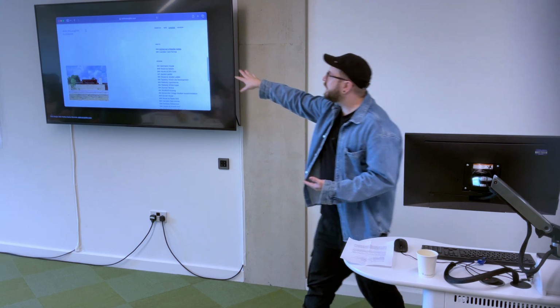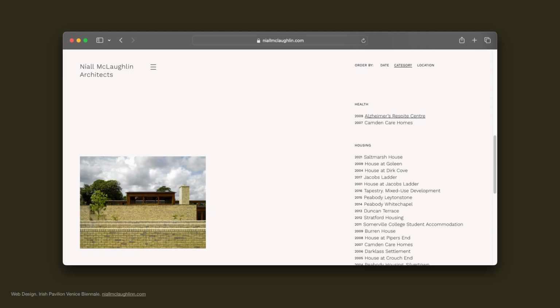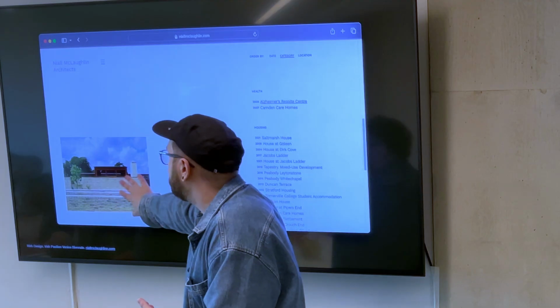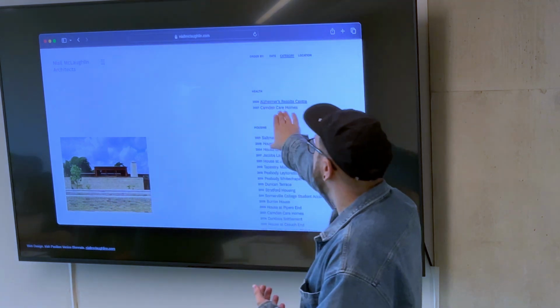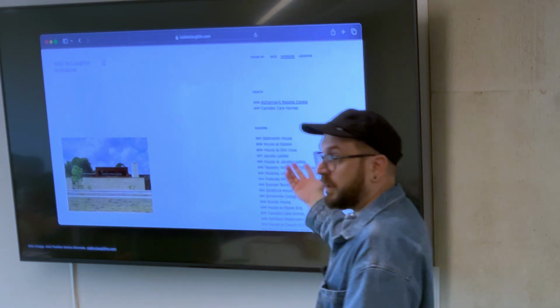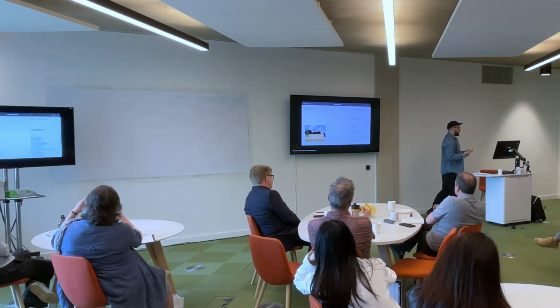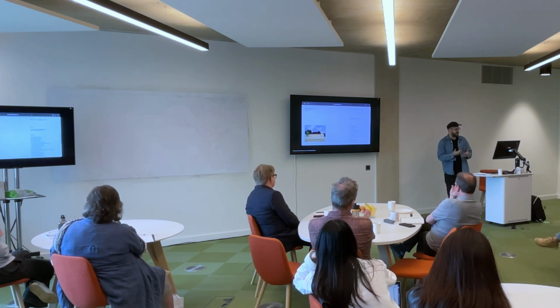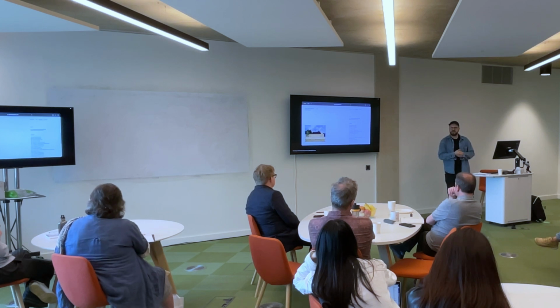So this is an architect studio from London called Neil McLaughlin Architects. Neil McLaughlin is Irish, and he represented the Irish Pavilion at the Venice Biennale a few years ago. We worked in collaboration, and this is a website we designed for him. The nice thing about it, and I was quite interested in this, is that the project he's most proud of is an Alzheimer and dementia center. That's quite beautiful, how it's important to bring quality in architecture and space design to these sorts of democratic instances.